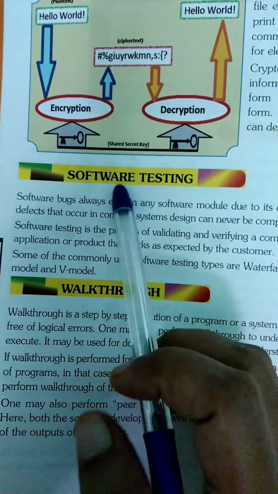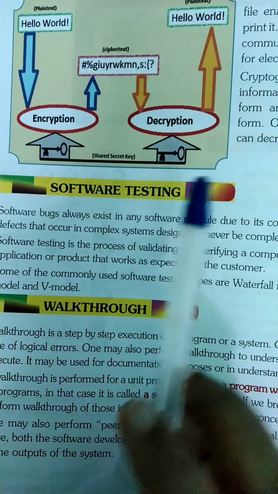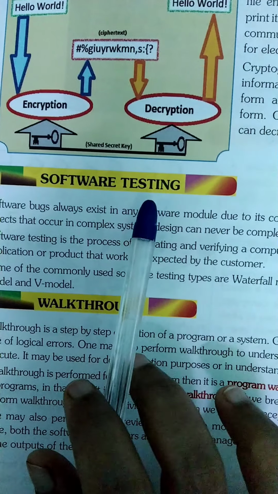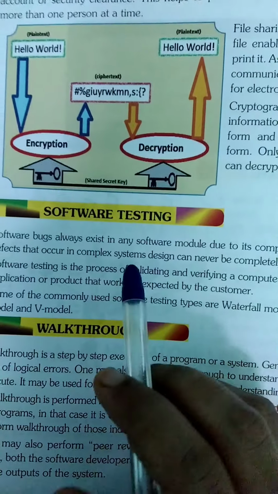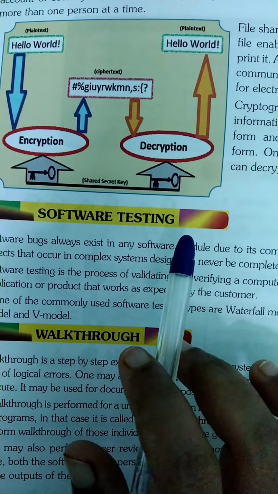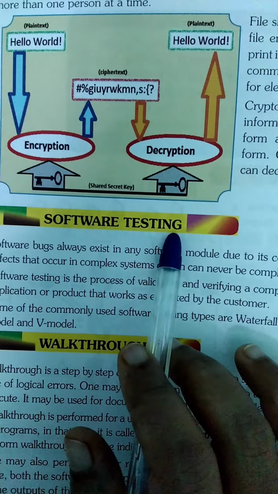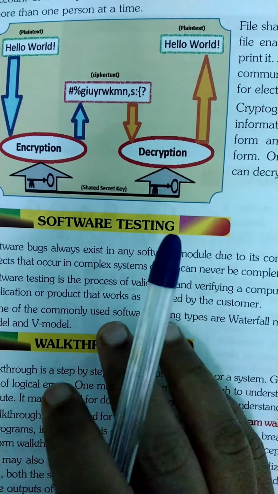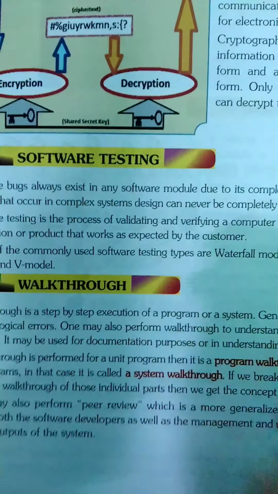Our next topic is software testing. When we talk about any software, there will be some software bugs. A software bug is an error. This can be identified with the help of software testing, and in this process, it will validate and verify the computer program, application, or product to ensure that it works as expected by the customer. Some commonly used software testing models are the waterfall model, spiral model, and V model. This is the use of software testing.